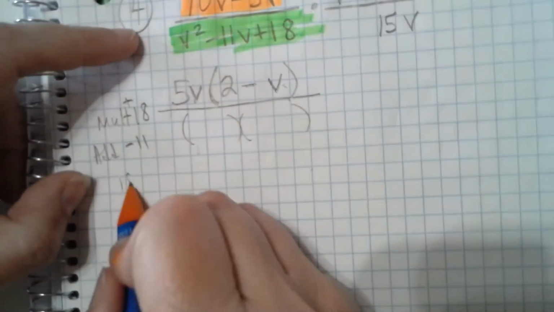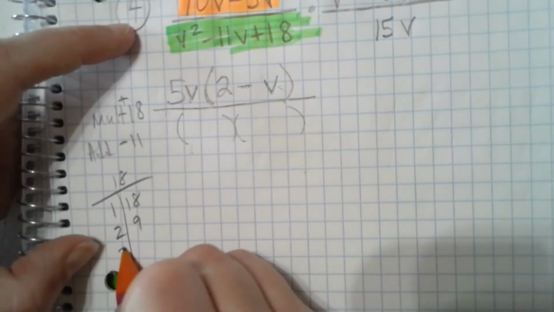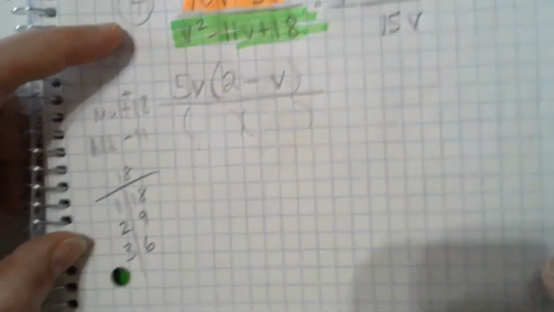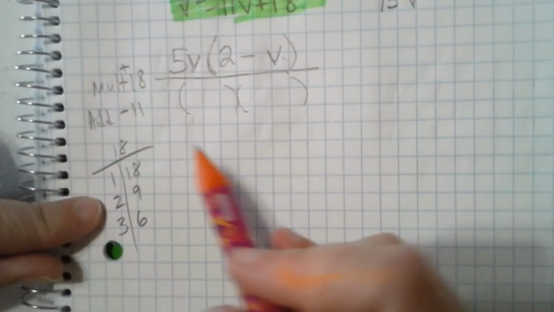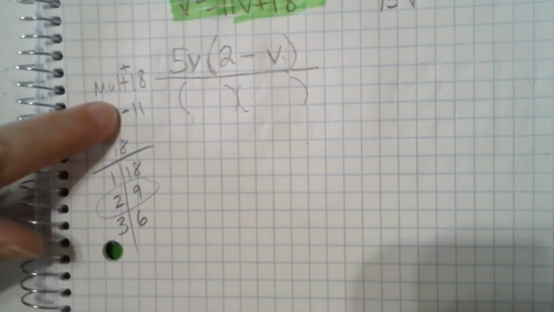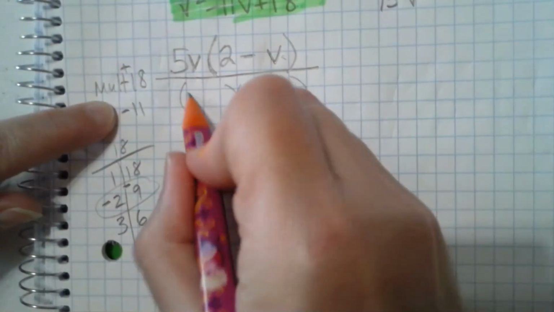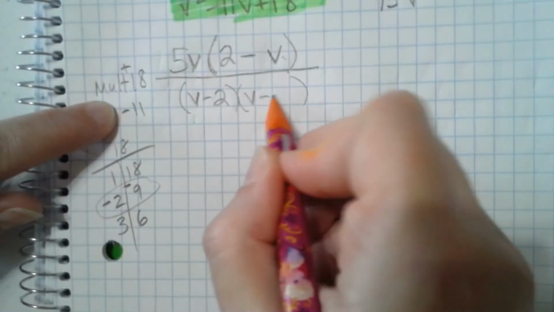Factors of 18 are 1 and 18, 2 times 9, 3 times 6. Which of those would make 11? 2 and 9. But I need it to be negative 11, so they're both going to need to be negative. So v minus 2, v minus 9.